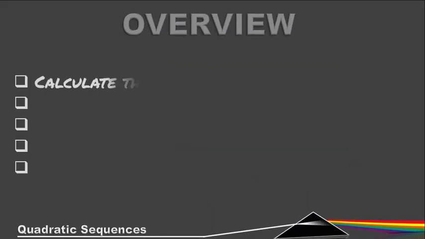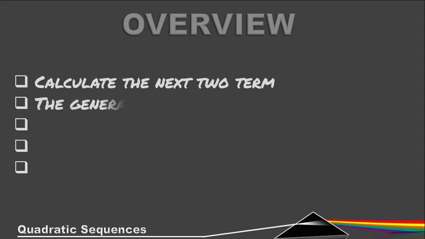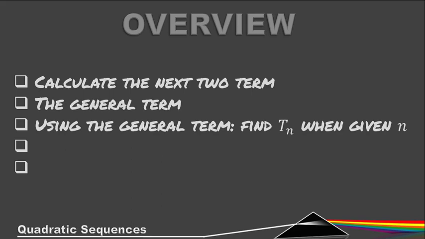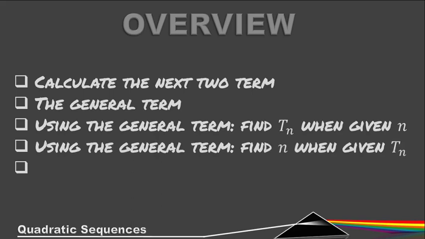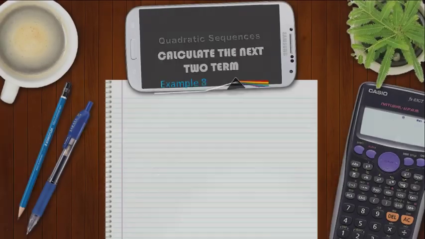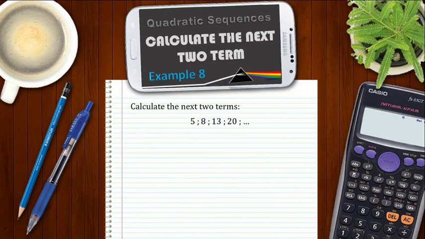Now, an overview of this video, what we'll be doing. First of all, we're going to look at calculating the next two terms, then how to find the general term, then using the general term to find the Tn value when n is given, and then vice versa, also using the general term when n is given, and then solving for x and y. Now in example 8, it says calculate the next two terms.